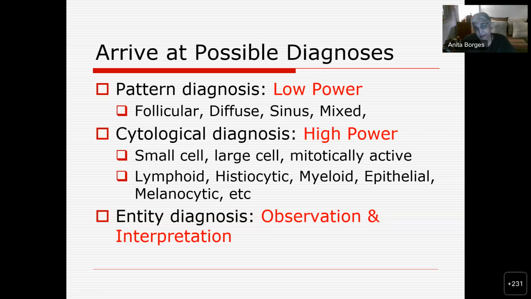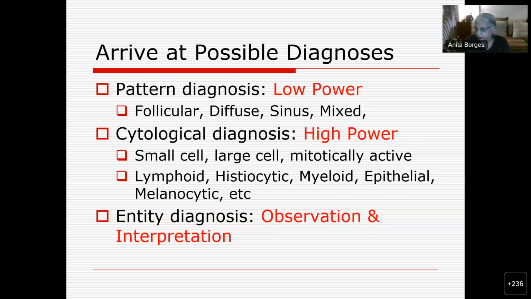It means that I'm probably dealing with something that is either a follicular lymphoma or a reactive sort of process, because in my mind, I have made a pattern diagnosis, I've made a cytological diagnosis, and finally, we come to an entity diagnosis, which is about observations, which is what we have done at low power and high power, and each observation has an interpretation. Okay, it's not the same thing. You can't use these two terms interchangeably.